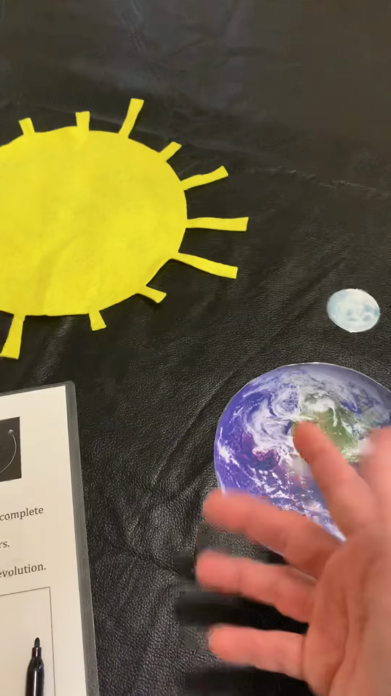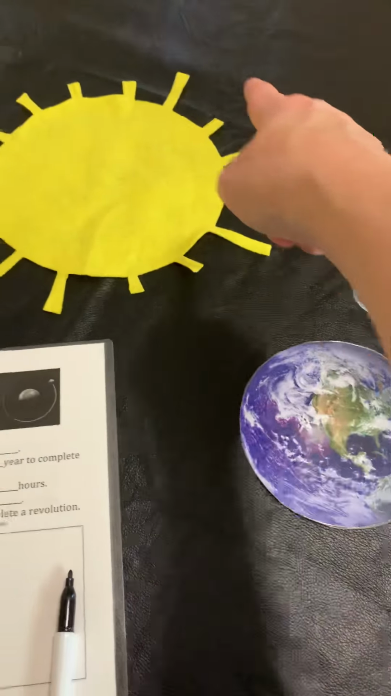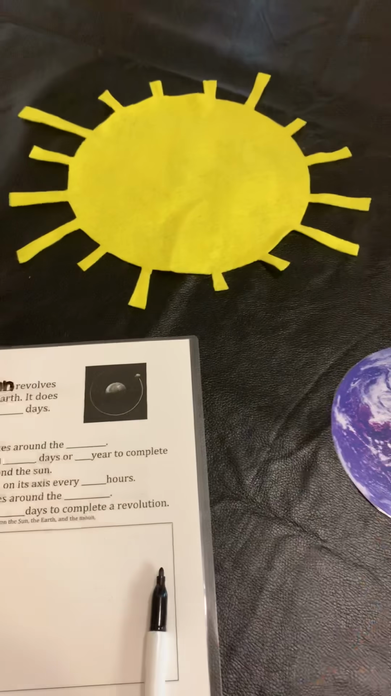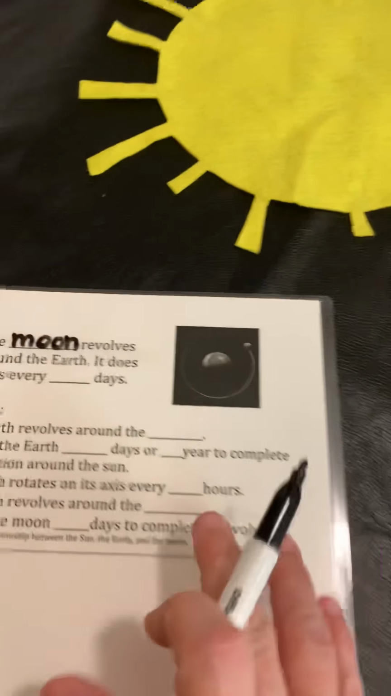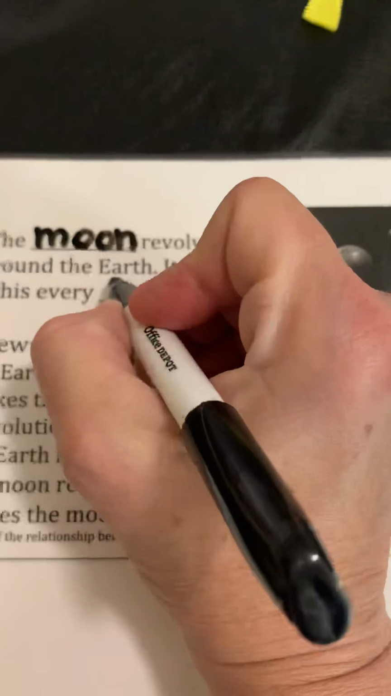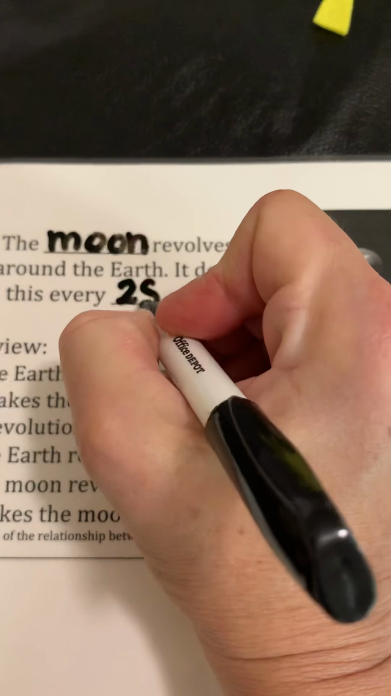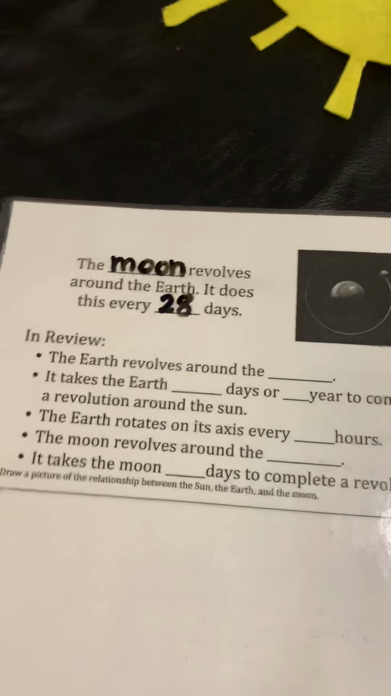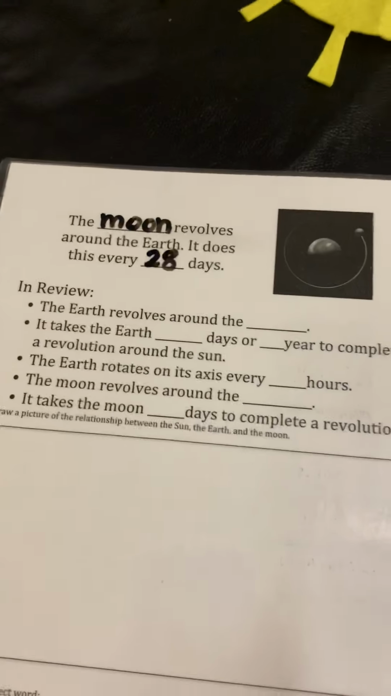and it takes, just to throw it in, 365 and a fourth days for the Earth to go around the sun. So the moon goes a lot faster around the Earth. Let's write that down, 28 days. It's a little bit different than that. It basically takes a month. All right, I think I'm going to try to sit down here.